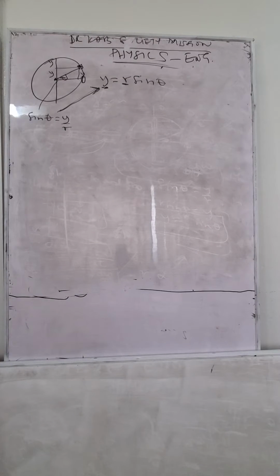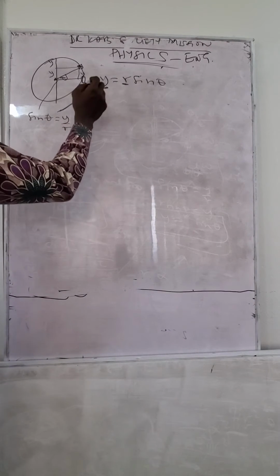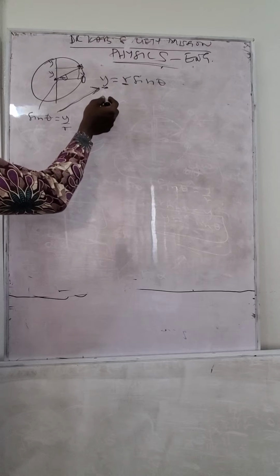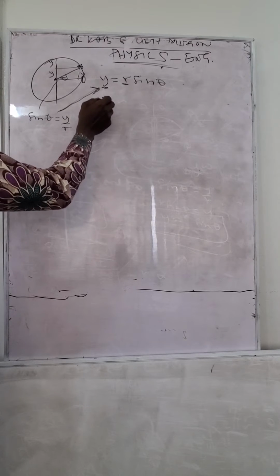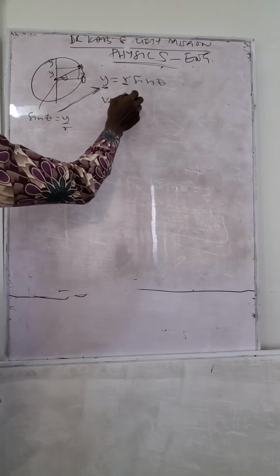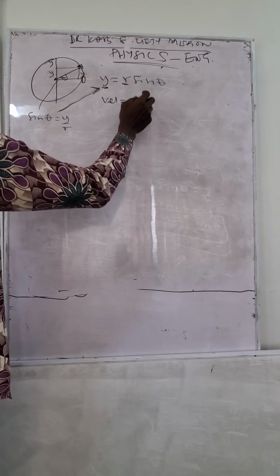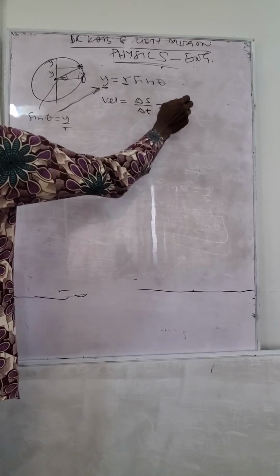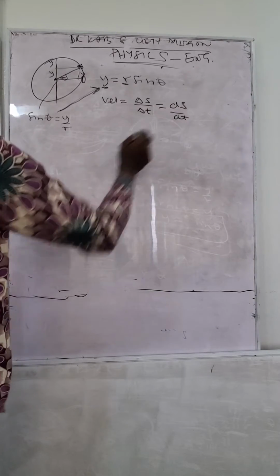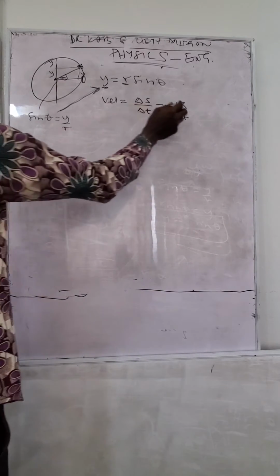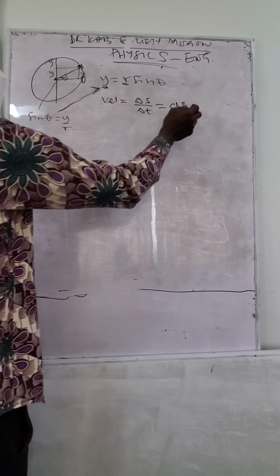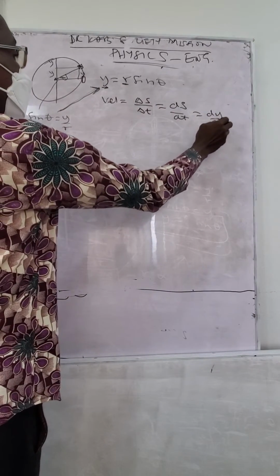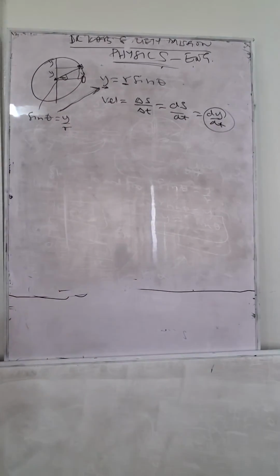Alright. Now, let's assume you want to find velocity. You know, velocity is equal to what? Change in distance over change in time, which is the same as ds/dt. Now, our distance s here is y. Okay, so we can say dy/dt. This is where I want us to look at.